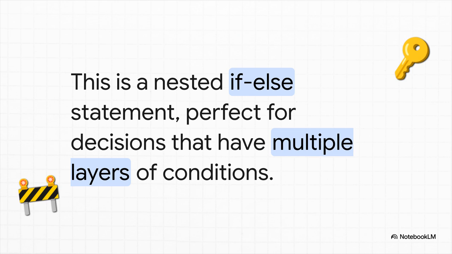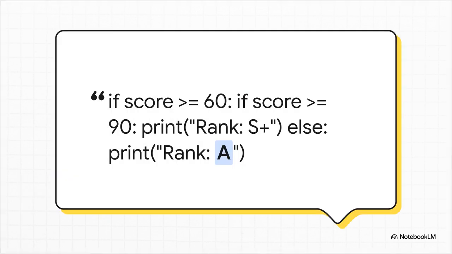First up, we've got what I call the gatekeeper combo. This is your classic nested if-else statement. It is perfect for handling those layered decisions where you have to clear multiple checks. Okay, look at this code here. The outer if is our gatekeeper. It's asking one simple question. Is the score 60 or more?